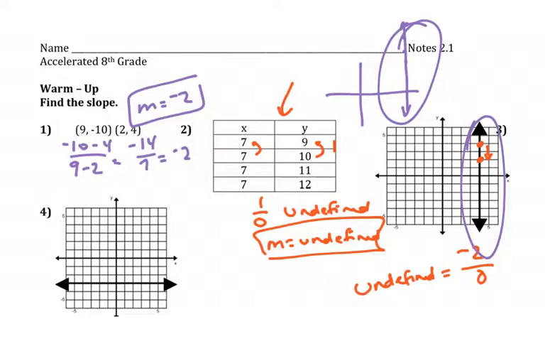Okay, if we look at number 4, pick 2 points on this line, and we can say the rise is 0, and my run is 3, and 0 divided by anything is equal to 0. So this is a slope of 0. Anytime you have a horizontal line, that's a slope of 0.